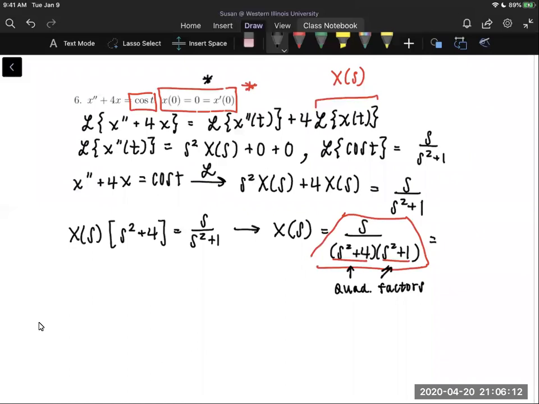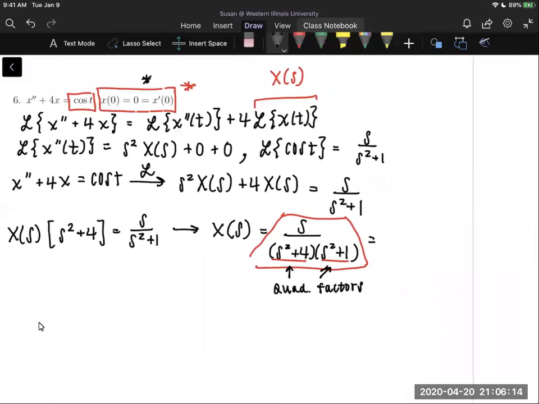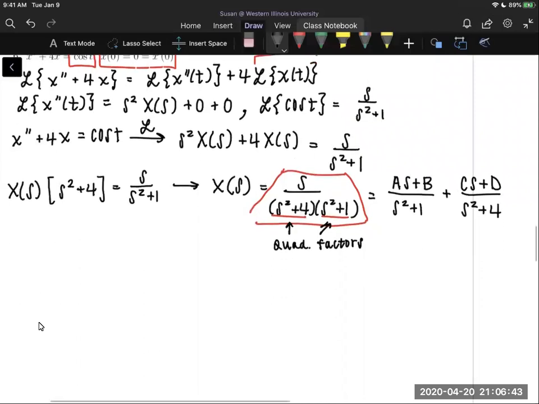And using the method of partial fractions, we can split this up as (as plus b) over one of the factors. You pick which one you want it to be. I'll let it be s squared plus 1. And then (cs plus d) over the other quadratic factor. So remember, whenever you have a quadratic factor, your numerator is a times your independent variable plus b, or some linear combination of the two. All right, so now we would like to solve for a, b, c, and d.